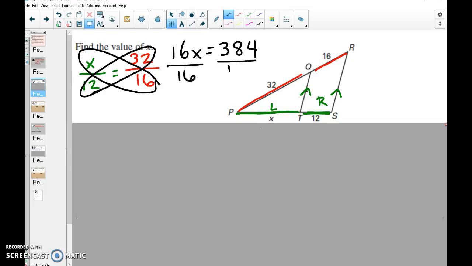Divide by 16 on both sides. Let me check my math on here. 384 divided by 16. Whoopsies. That's not correct. 384 divided by 16. There we go, 24. All right, and feel free to check that on yours as well. I'm pretty sure that's the right answer, so I think we're good on that.